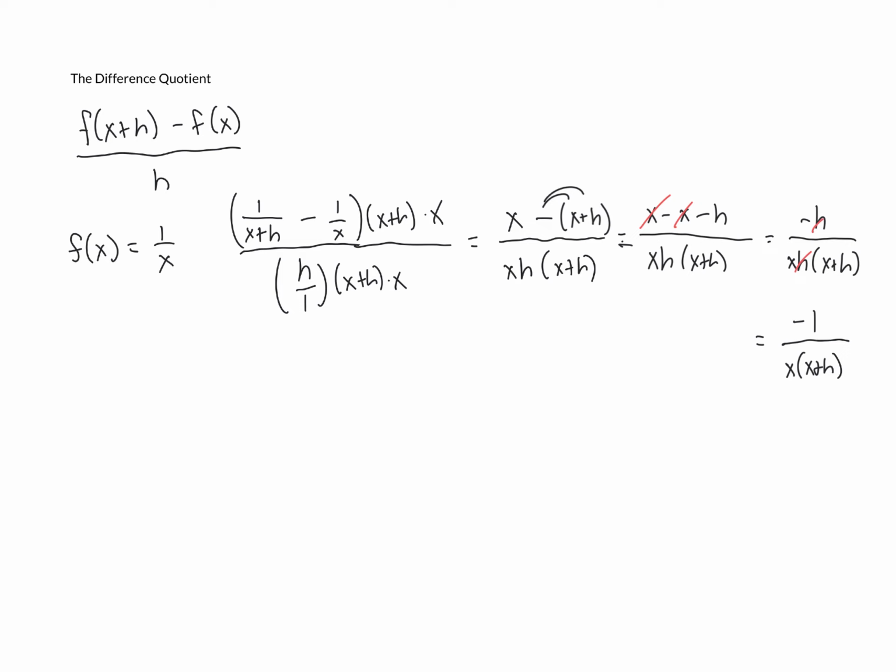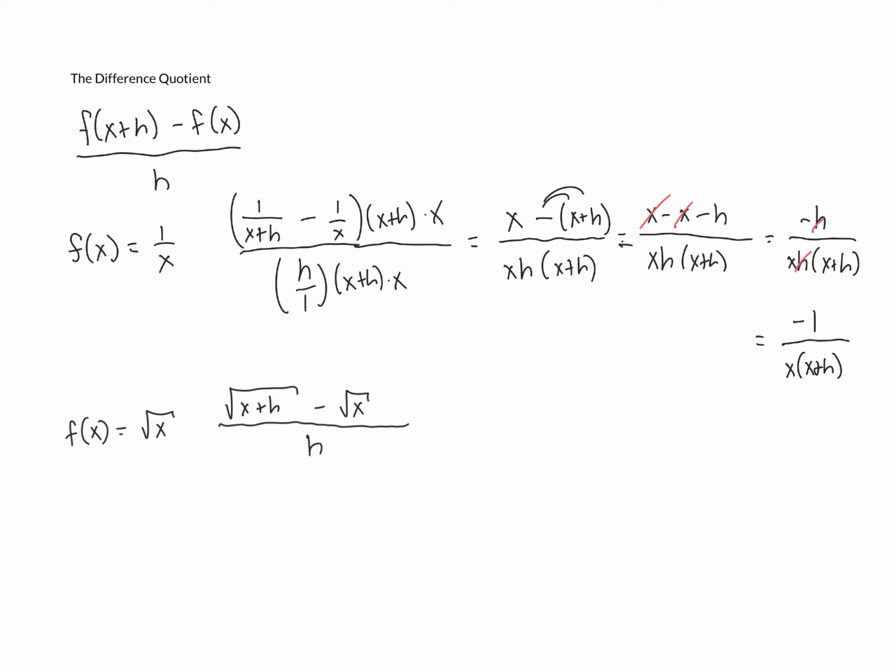Let's do one more of these so we can get practice with another sort of example. This time let's look at f of x equals the square root of x. So here we're going to use the same formula, f of x plus h minus f of x over h. F of x plus h is going to be the square root of x plus h minus f of x, which is the square root of x, all over h.